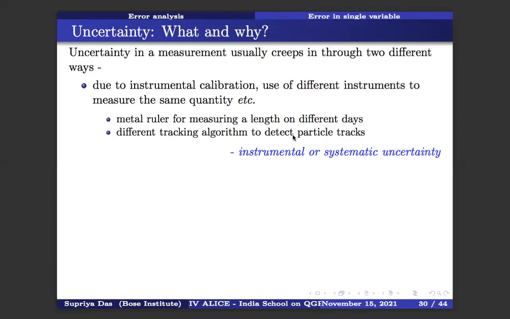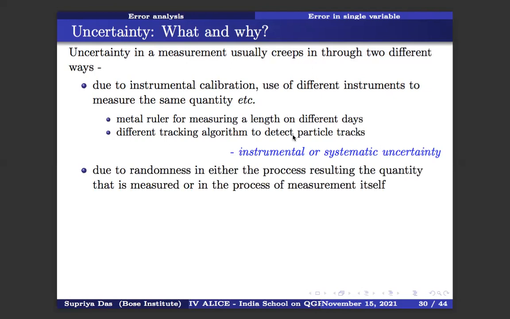However, there is another type of uncertainty, due to randomness either in the process resulting in the quantity that is measured, or in the process of measurement itself. Whatever we are measuring, if it is produced randomly, then your measurement will be random, right? We will have different results. So you are actually not measuring exactly the same thing every time. So that gives you some uncertainty. Or the process of measurement itself involves some randomness.